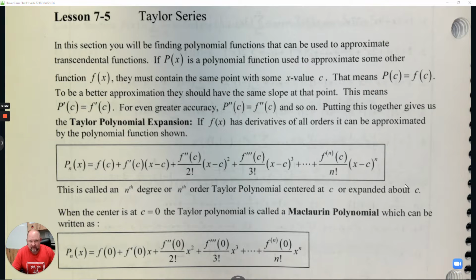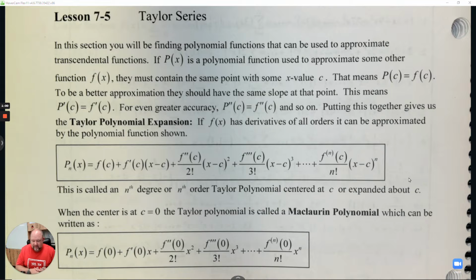If p of x is a polynomial, which is simple, used to approximate something more complicated, a function, they must contain the same point, that x value being c. So the polynomial and this tricky function would share a point at some x value. And to be a better approximation, they would also share the same value of the derivative at that same point. And they would share the same second derivative and third derivative. Putting this all together forms a series. And this is called a Taylor series when you use a polynomial to approximate a trickier function.